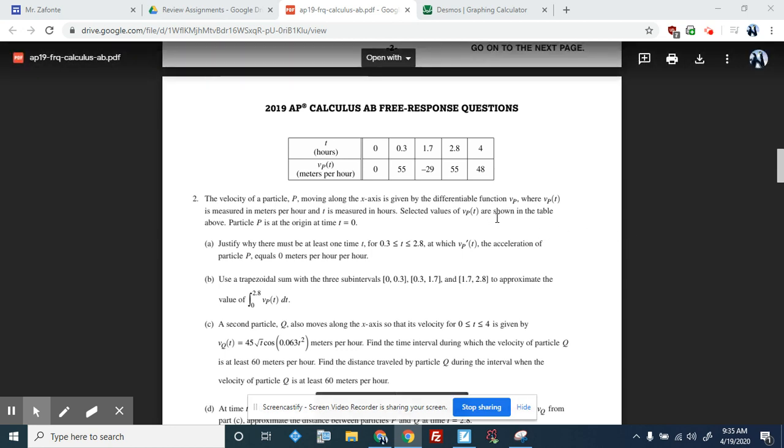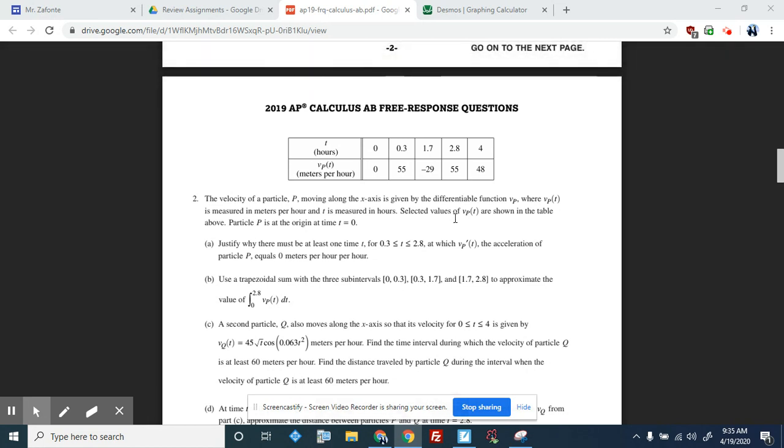All right, here we go. Question 2, 2019, last year's AP Calculus AB exam. Remember, this is a question that was intended to be done with a graphing calculator, so you won't have a question like that on this year's exam.